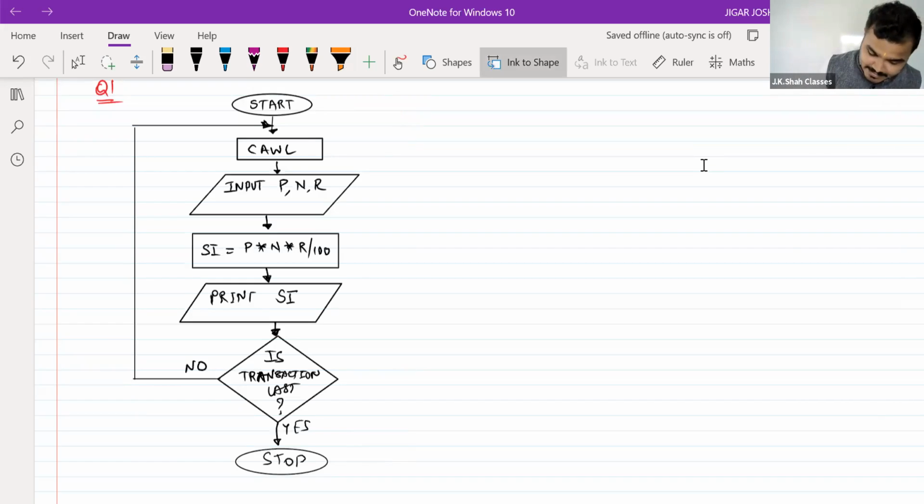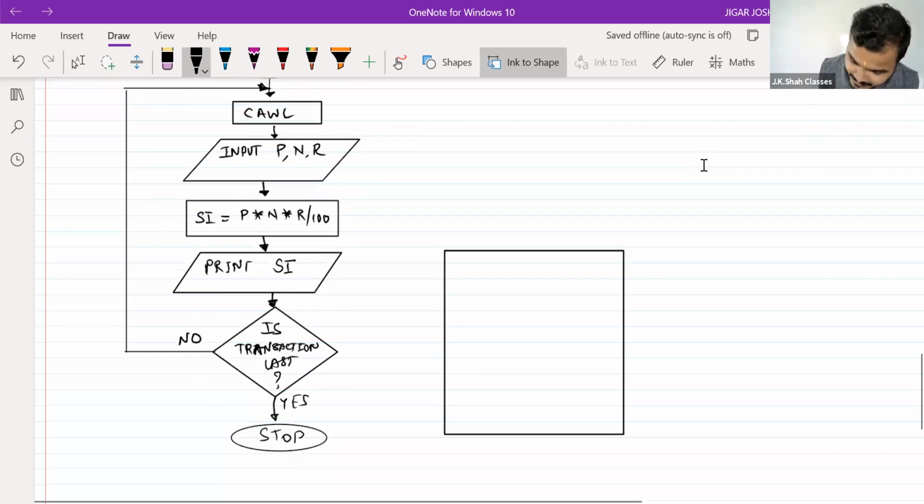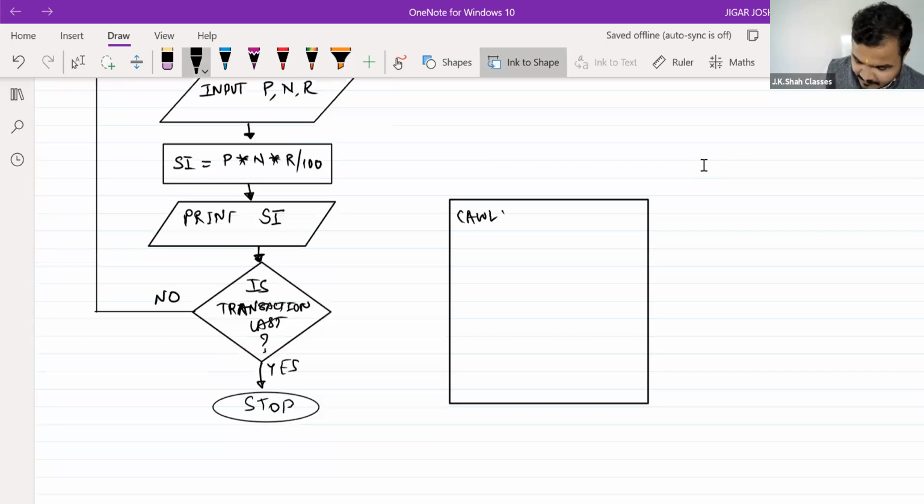Now, once your flowchart is done, my dear children, it's your responsibility to make the index. Index can be made next to the flowchart or after the flowchart, anywhere you find comfortable. In the index, directly write down the full form of everything. CAWL, all working locations.